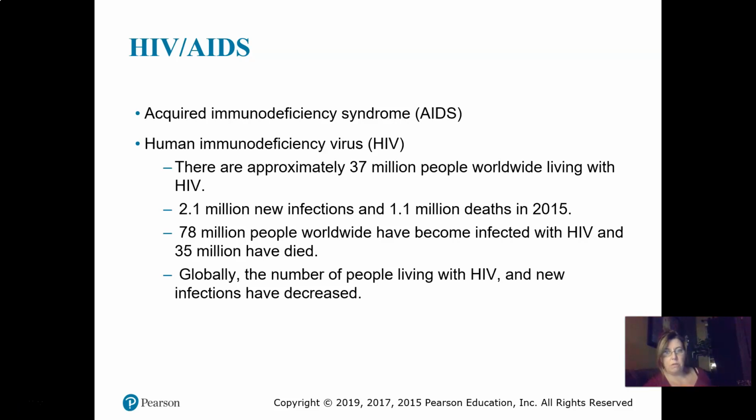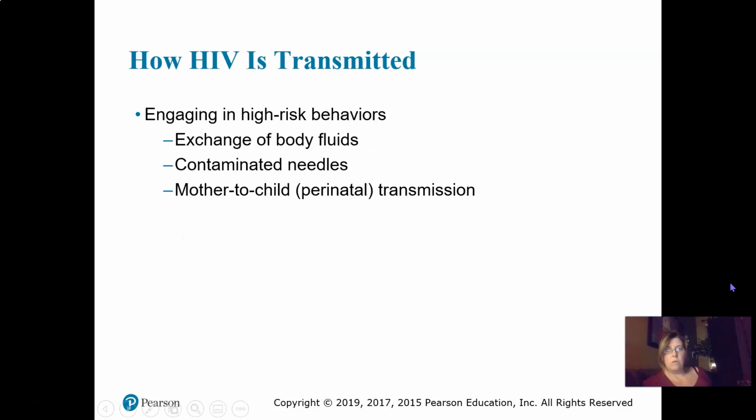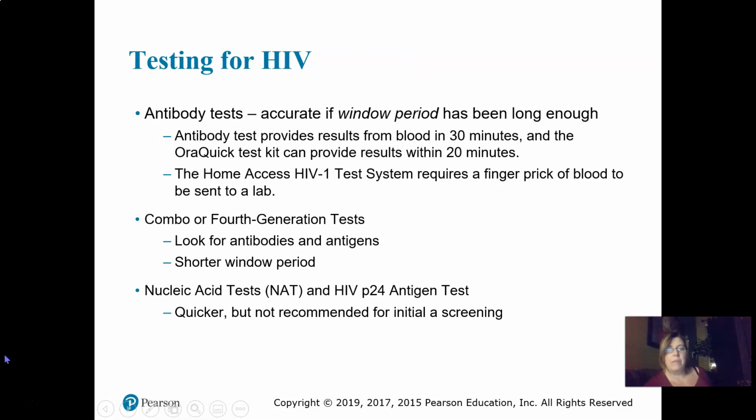Engaging in high-risk behaviors is one of the ways that we contract HIV. So exchanging bodily fluids, contaminated needles. There's also mother-to-child perinatal transmission, which occurs. Antibody testing: they are accurate if the window period has been long enough.